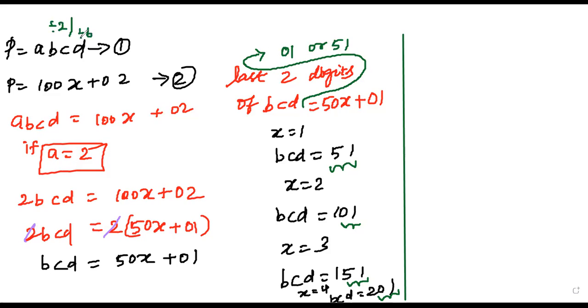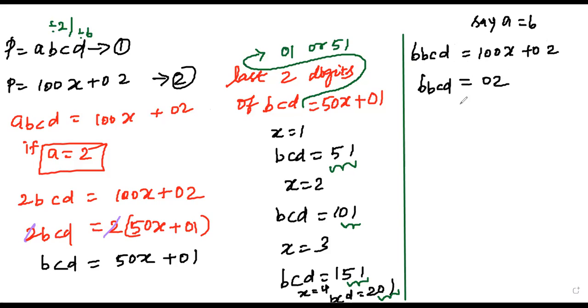Okay, let's try 6. Say A is equal to 6. You will have 6BCD is equal to 100x plus 02. I'm substituting over that. So try substituting some least values and see. What if you substitute 0 here? You will have 6BCD as 02.